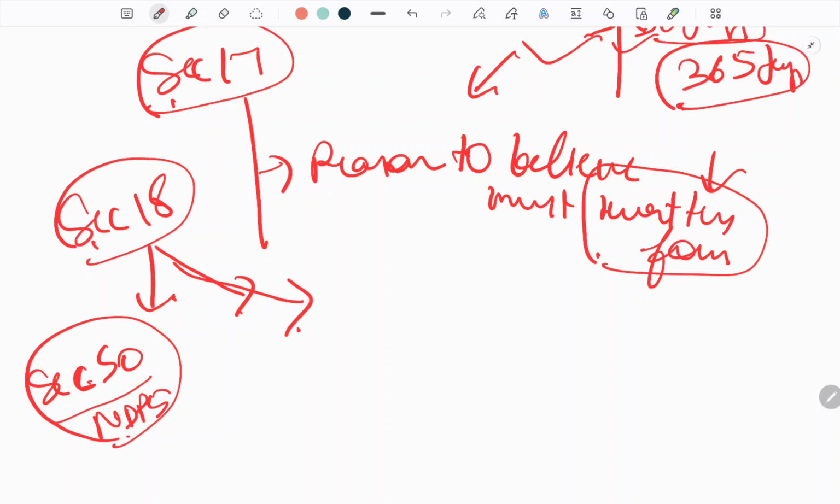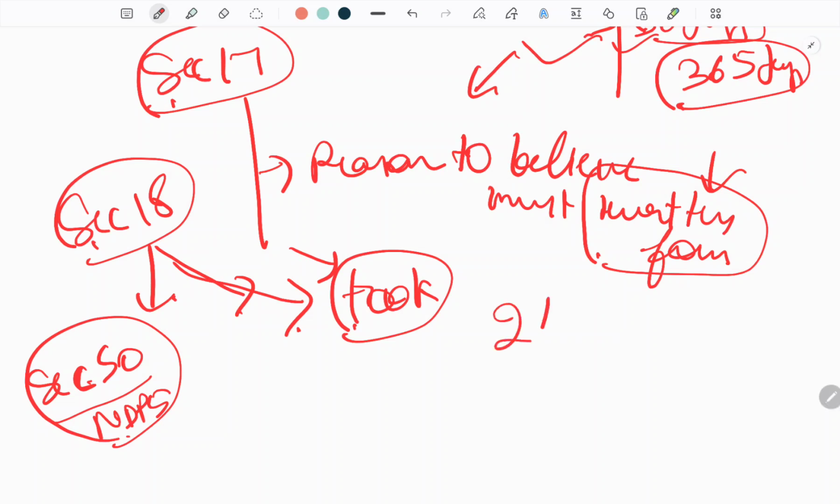If the ED wants to make a personal search of the accused or of the person, they have to take that accused before a gazetted officer. Firstly, they have to disclose his right that if he wants the personal search to be made in front of a gazetted officer, then he has that right. If that person wants the search to be made before a gazetted officer, then the ED must take him within 24 hours before a gazetted officer, and the search has to be made before the gazetted officer.